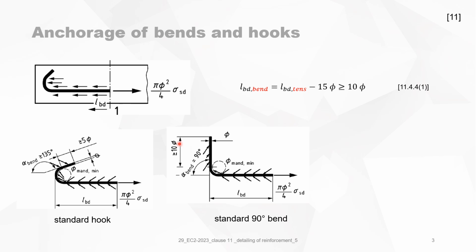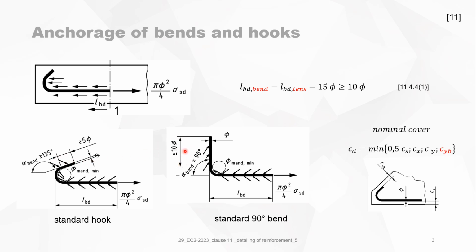It's quite confusing. And what will happen if alpha bend is, for instance, 180 degrees? Is it 5 or 10 phi? When alpha bend is 270 degrees, for stirrups, for instance, what is then the straight part? Is it 5 or 10 phi? So this is clearly not clear in the code.